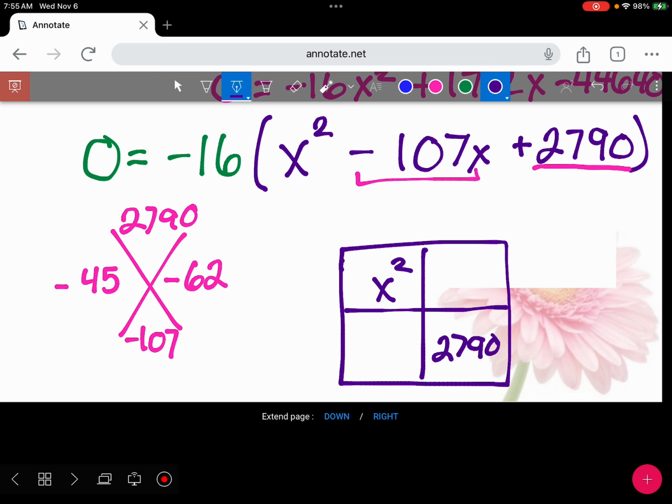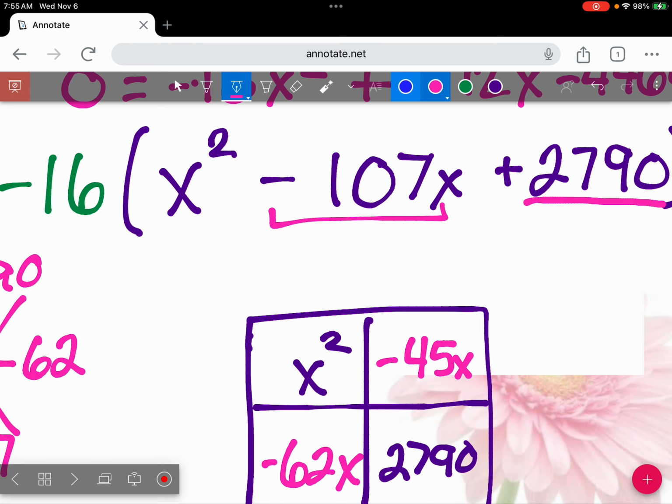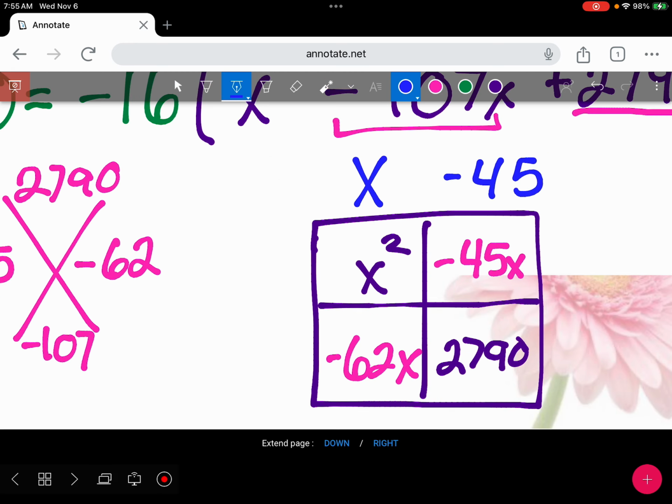So you're always going to have your x squared top left, and your constant, your thing with no x's, bottom right, every time. And the top right and bottom left, it does not matter which one it is. They can switch. So I could put my minus 45x, that single term, and my minus 62x. We could pull our factors. It's going to be that same exact thing that Alex noticed earlier, where we have our x minus 45 and our x minus 62.